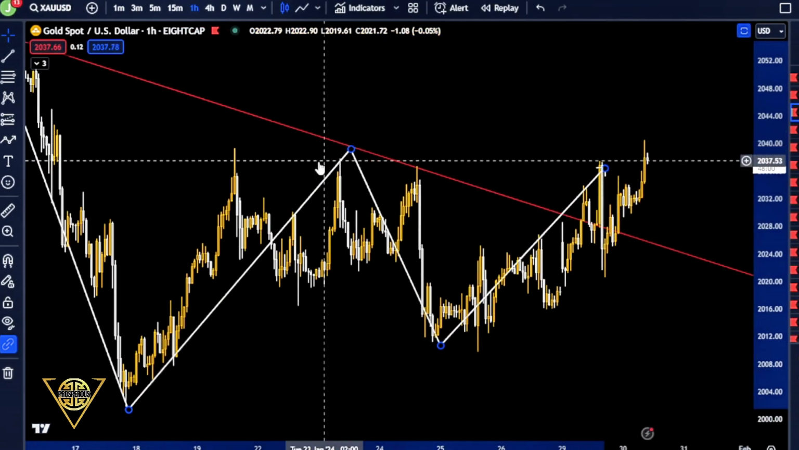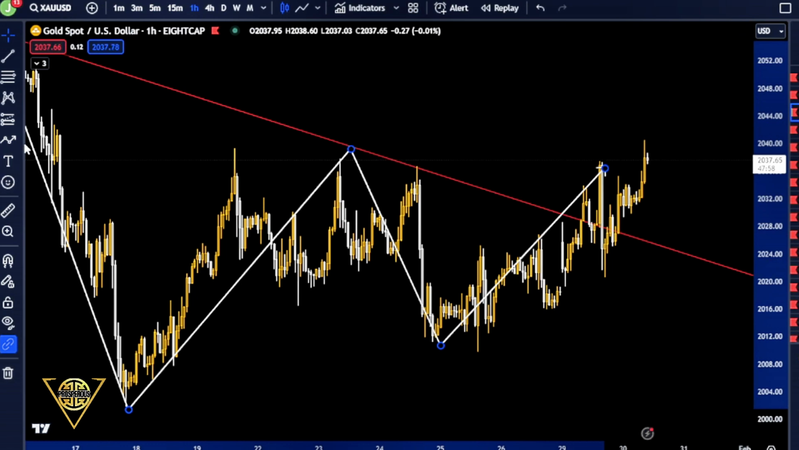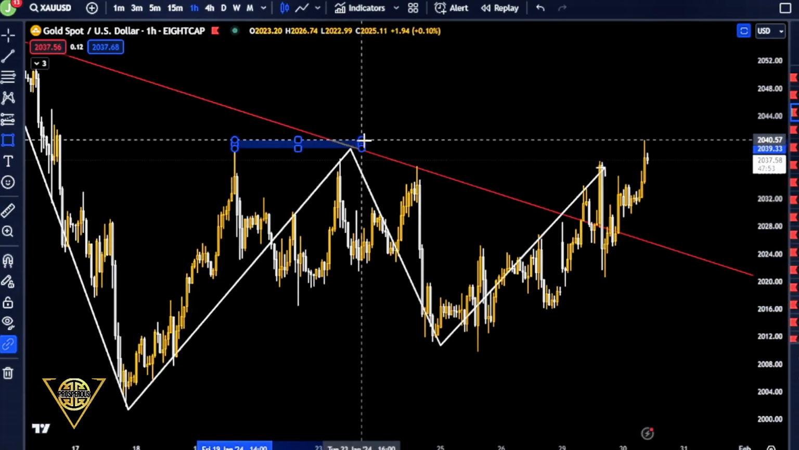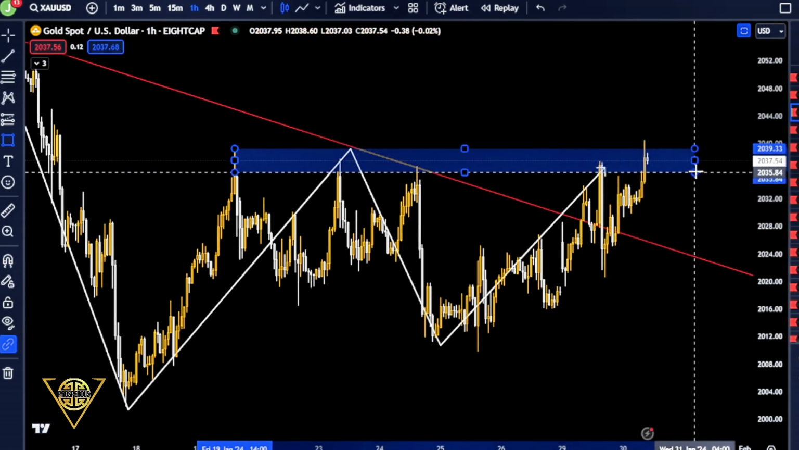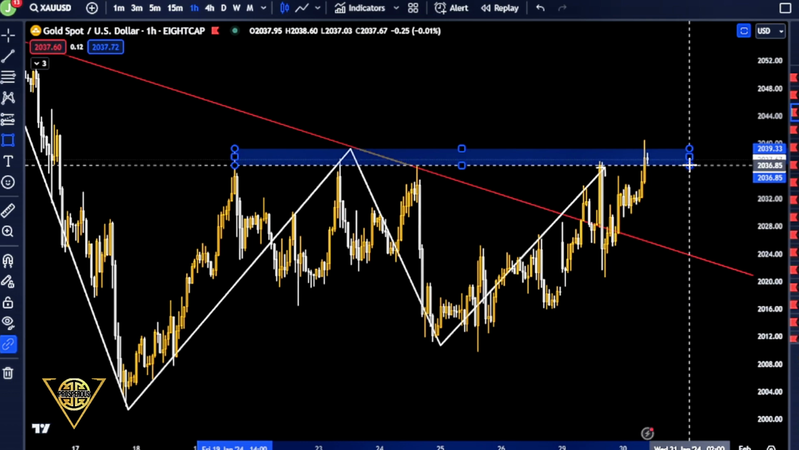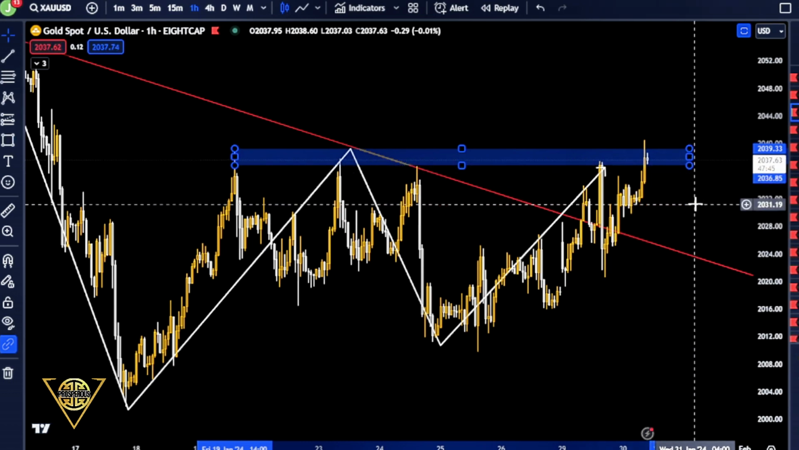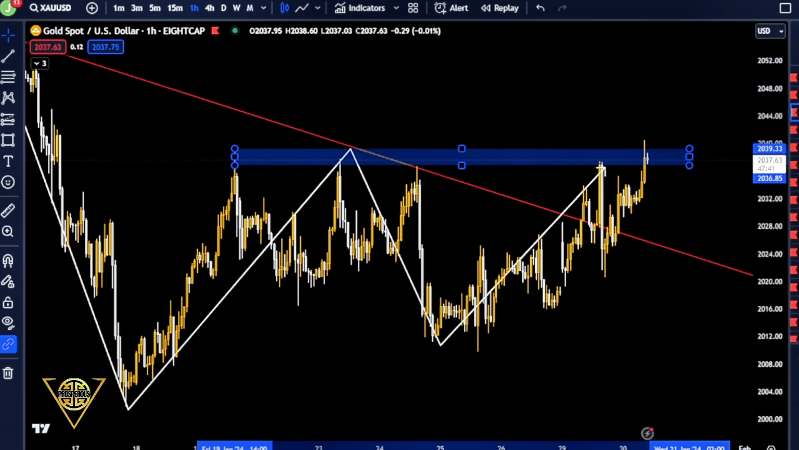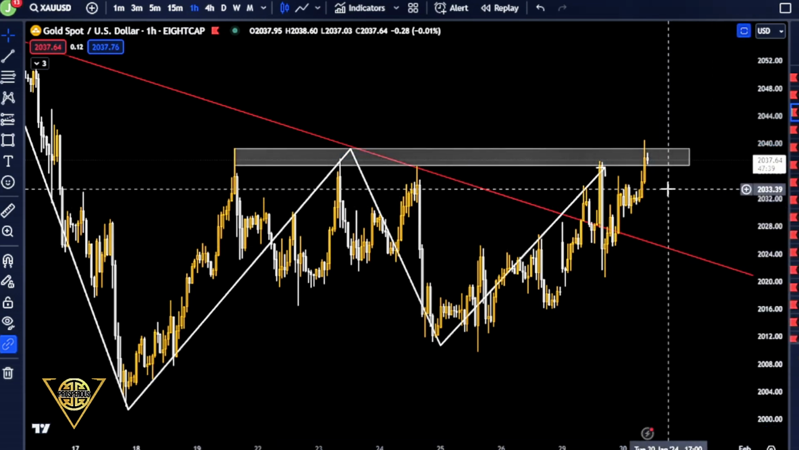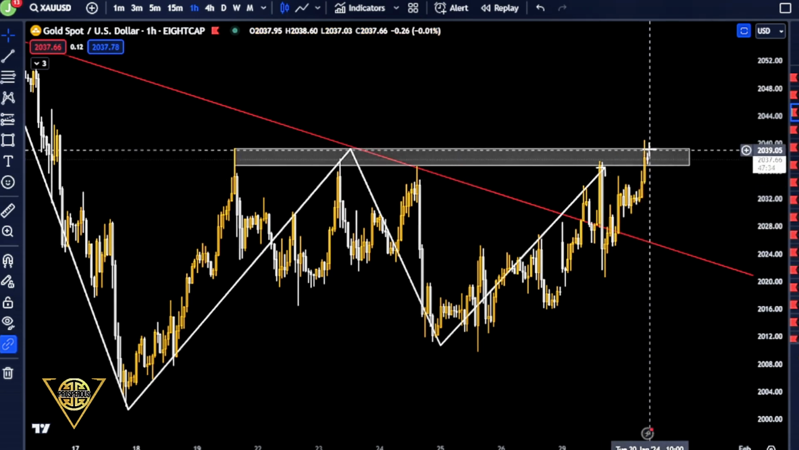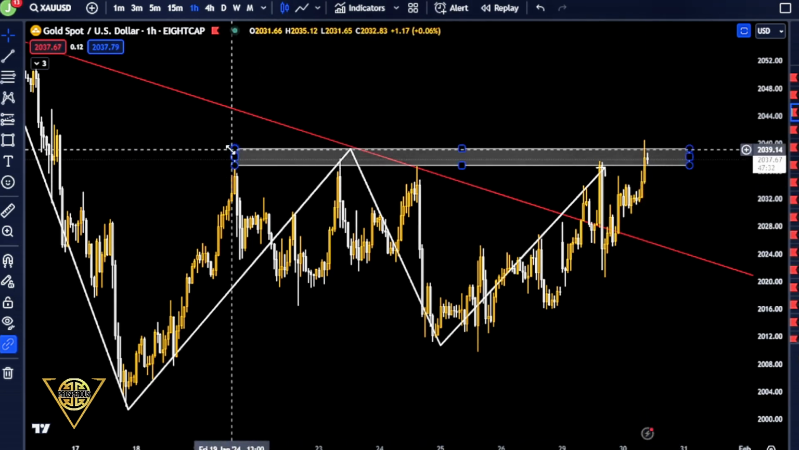Okay, so basically this is being determined right now. Let's mark the zone out. I'm not gonna jump any guns here. Let's have our zone ready and see when this gets taken. And when I say taken, I mean candle closed above. Then we have a definite break of structure.